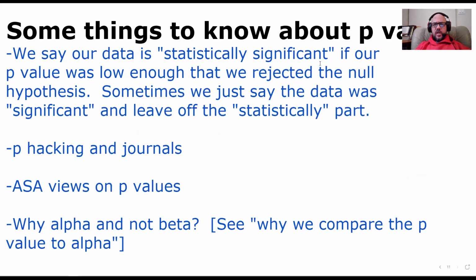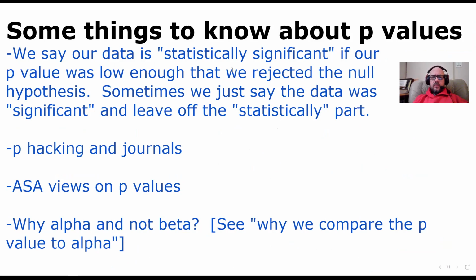All right, so a couple things I want to say about p-values. There's a common term that you will hear called statistically significant. All statistically significant means is a description of data that was different enough from what the null hypothesis expected that it caused us to reject the null hypothesis. So if our p-value was low enough to reject the null hypothesis, then we would say that the data that led to that was statistically significant. Sometimes we just say significant and leave off the statistically part. We're doing statistics, so the statistically part is kind of assumed.